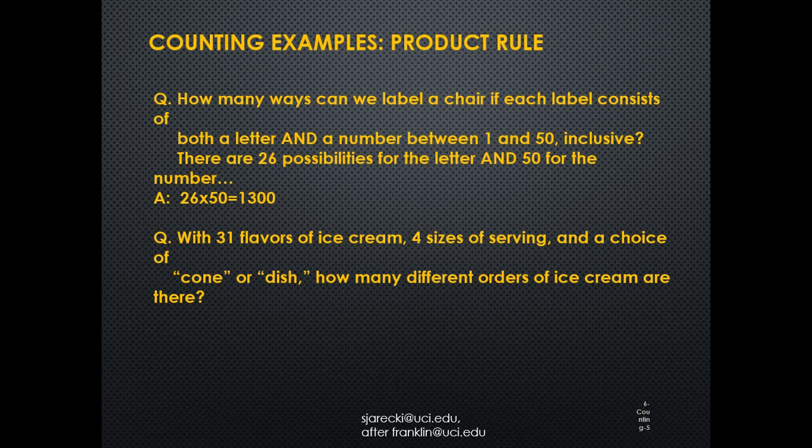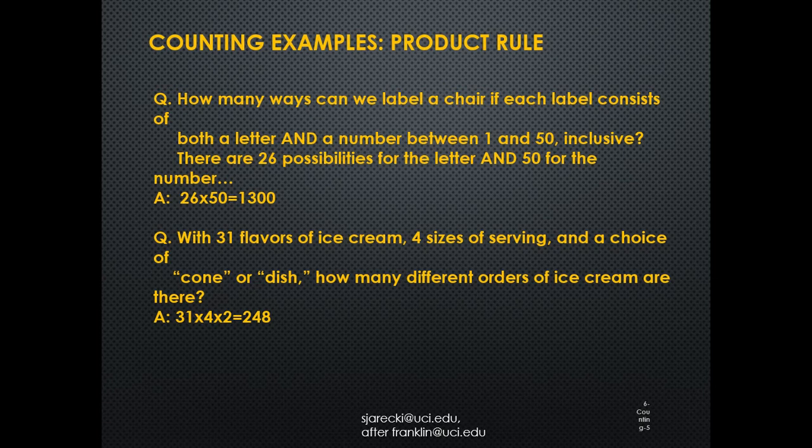Okay. Question number 2. With 31 flavors of ice cream, 4 sizes of serving, and a choice of cone or dish, how many different orders of ice cream are there? So how many flavors? We have 31. Sizes of serving is 4. And a choice of either cone or dish is 2, because it is either cone or dish. So how many choices? Two. So how many different orders of ice cream are there?